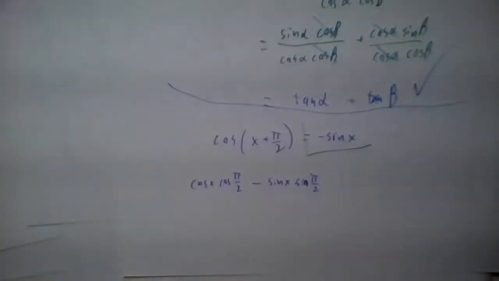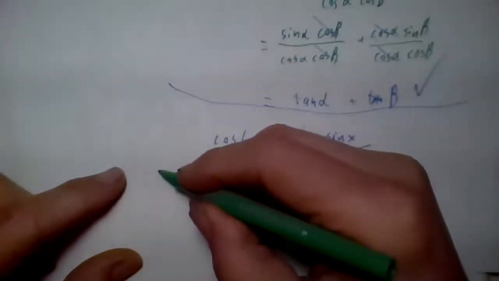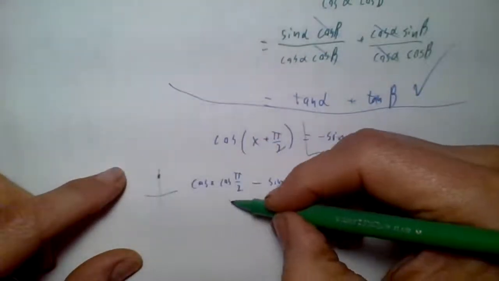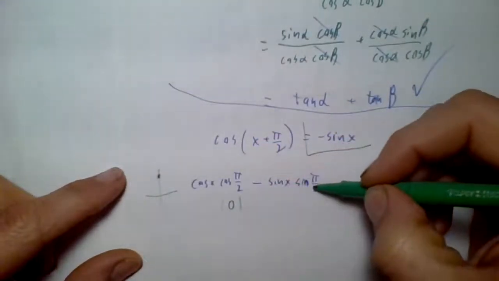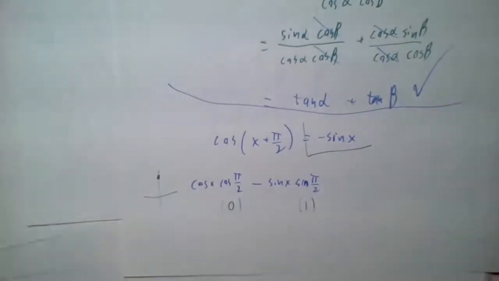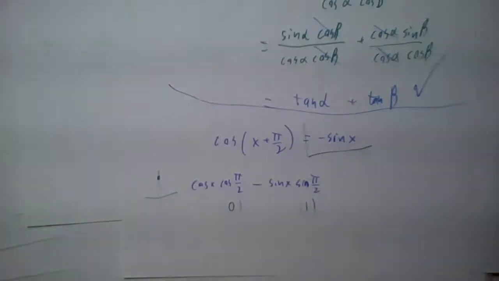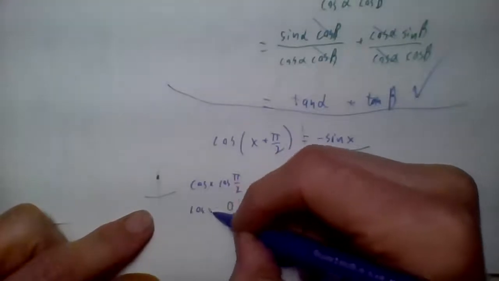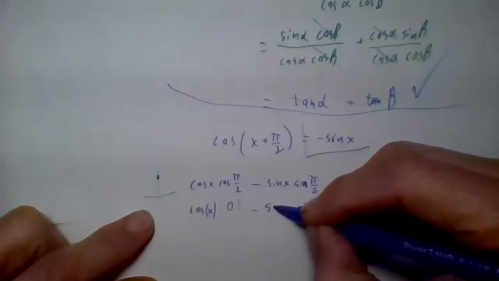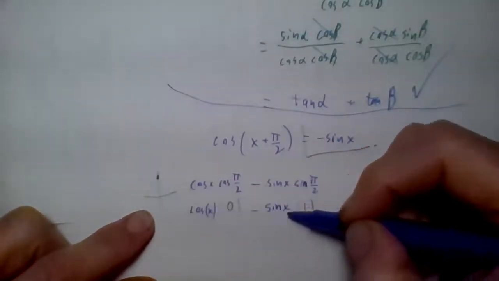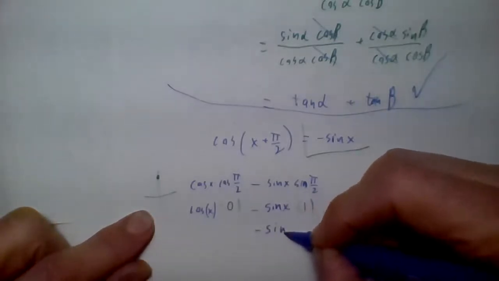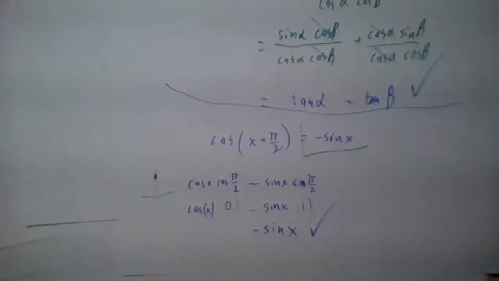And then I do some algebra here, but it's not really algebra. It's the pi over 2, I know the values of. So what goes in? Pi over 2, you're on the unit circle, cosine is 0 and sine of pi over 2 is 1. So those are going to come out nice. I have cosine x times 0, minus sine x times 1. So that's 0 minus sine x. I got negative sine x. That's exactly where I'm supposed to end up.